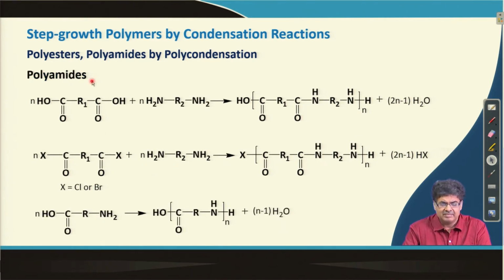Similarly, polyamides can be synthesized using diacids and diamines or diacid halides and diamines. In this case, the polymer contains amide bonds in the backbone, or it can be synthesized from an amino acid type monomer, where on one side we have an amino group and on the other side an acid group. They can self-condense with each other and make a polycondensation product, or step growth polymer, polyamides.